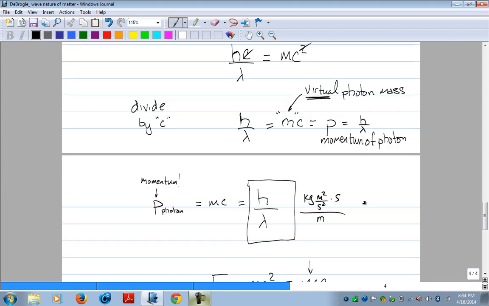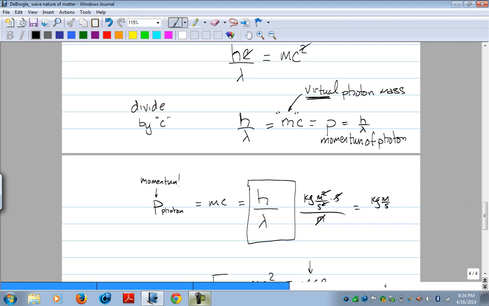By units at least, we should get the units for momentum, which would be kilogram meter per second, mass times velocity. So Planck's constant divided by wavelength, one of the meters cancels and one of the seconds cancels, and you do actually get momentum units, even though a photon has no mass, kilogram meters per second. So at least using quote-unquote virtual mass, we get units of momentum.